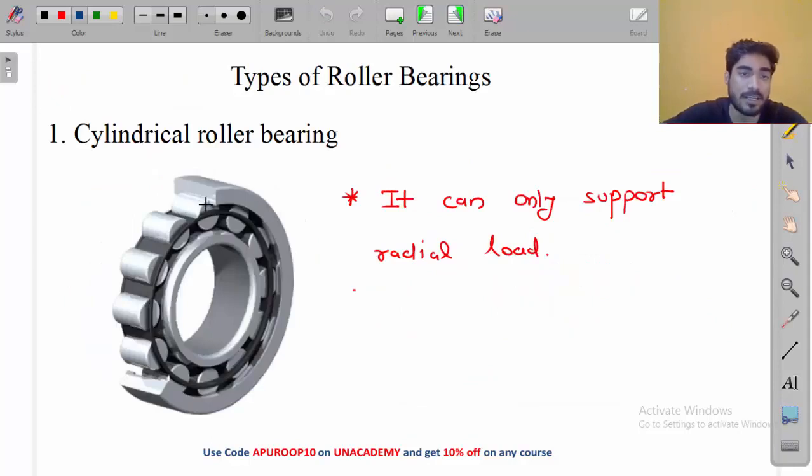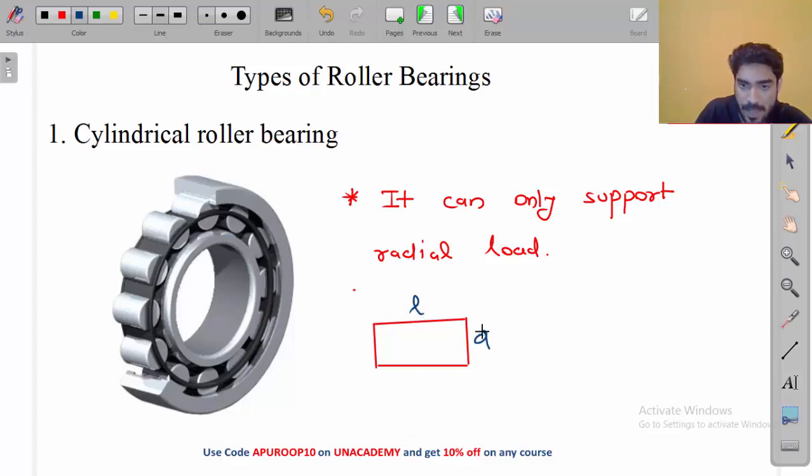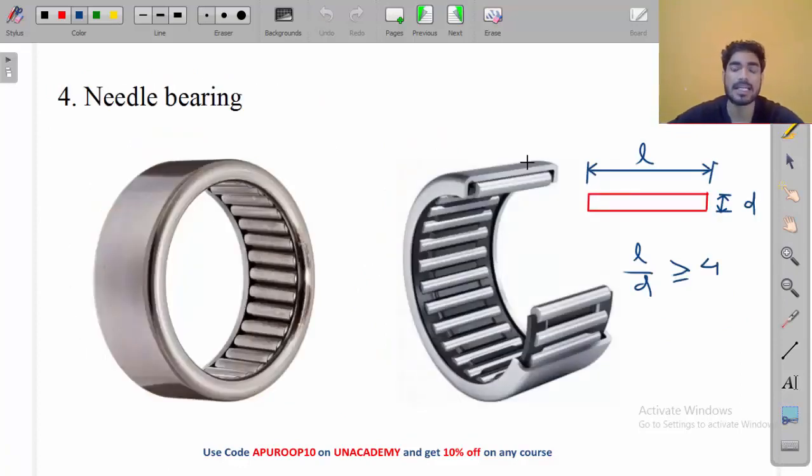Here the length to diameter ratio is not that high. Here the length to diameter ratio is less than 4. Let's say this is the roller, with length L and diameter D. Here, my friend, L by D is less than 4. But in case of needle bearing, L by D is greater than 4.